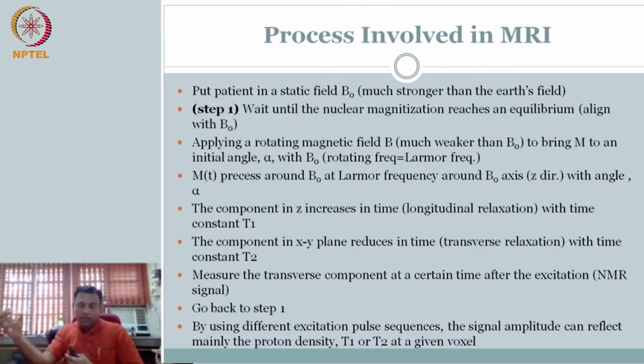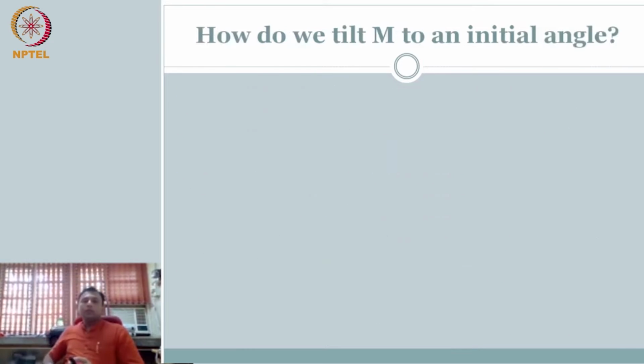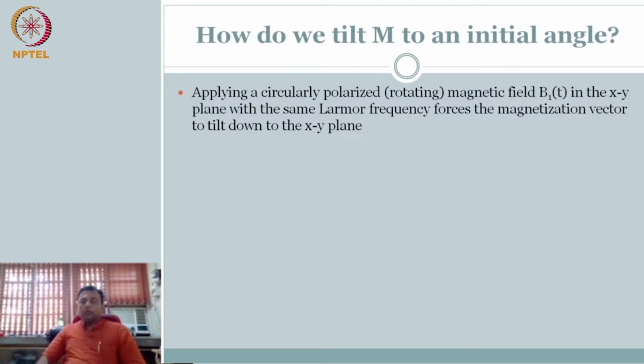How do we do that? How do we upgrade our equation will be the topic of interest today. Okay. So how do we tilt the M vector to an initial angle? So clearly, as we've been talking about, read the text in this section. They have given step by step how to understand this, but clearly we did this thought experiment yesterday, right?